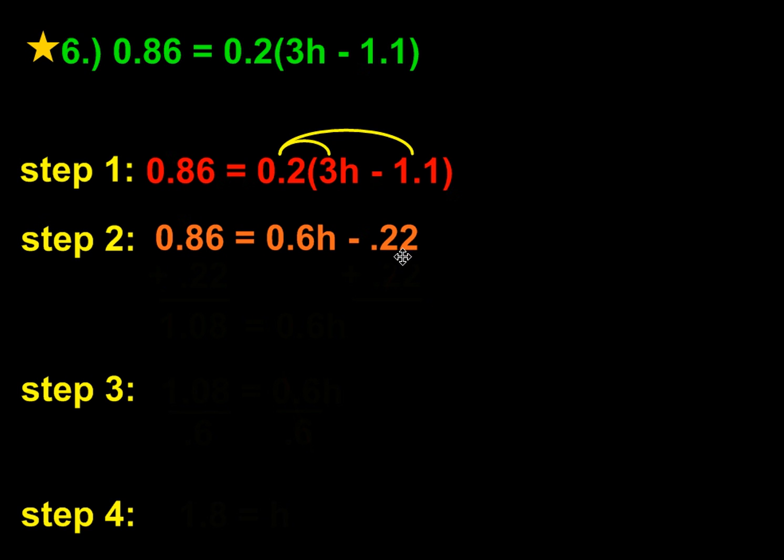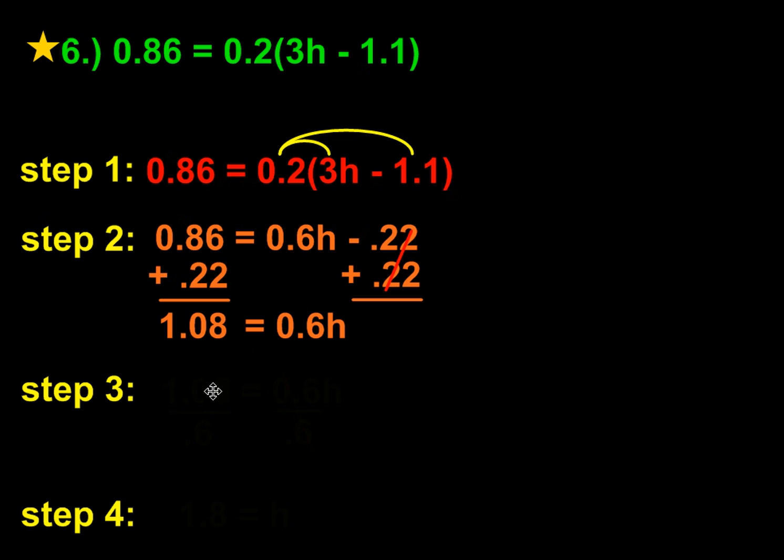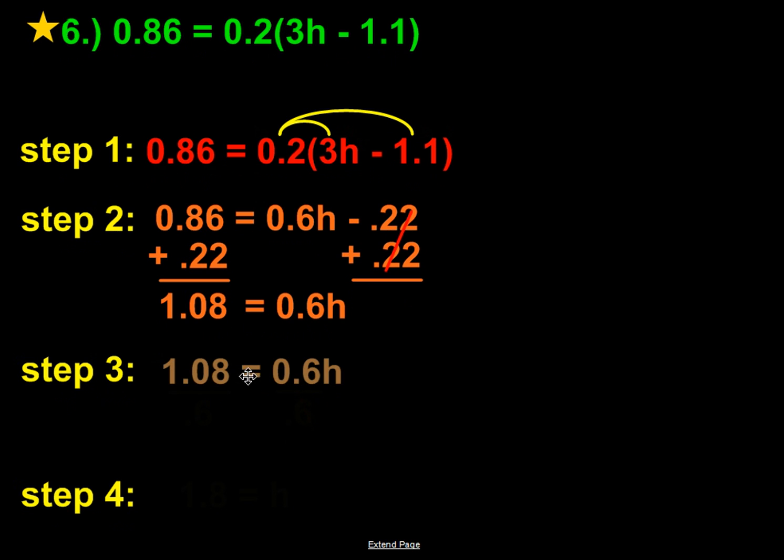We now want to isolate as much as possible the h, so we can do that by adding 0.22. That's going to cancel those two out. And remember, whatever we do on this side, we have to do on the other side of the equation. The equal sign is a balance. So if we add 0.22 to this side, you should get 1.08. The rest of the problem simply follows it down. And this is what we're going to have when we rewrite our next step for step 3.